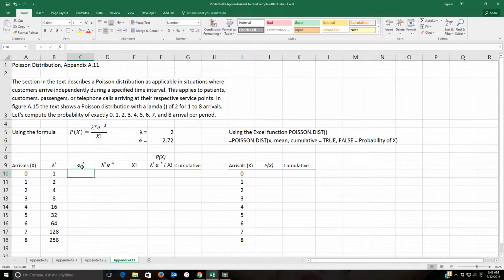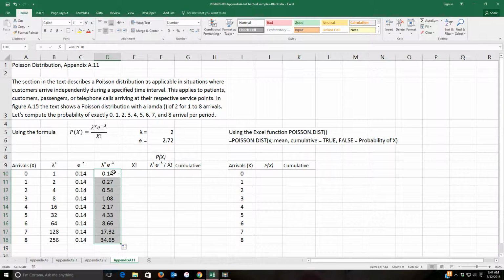So we're going to raise e to the negative lambda here. So let's just go ahead and do it. It's going to be the same value for each value of x, but we'll do it just as an exercise here. E will make that absolute, raised to the negative lambda, which we will also make absolute. And just copy that down. Now the next step, we will take lambda to the x and multiply it times e to the negative lambda, just following our heading there.